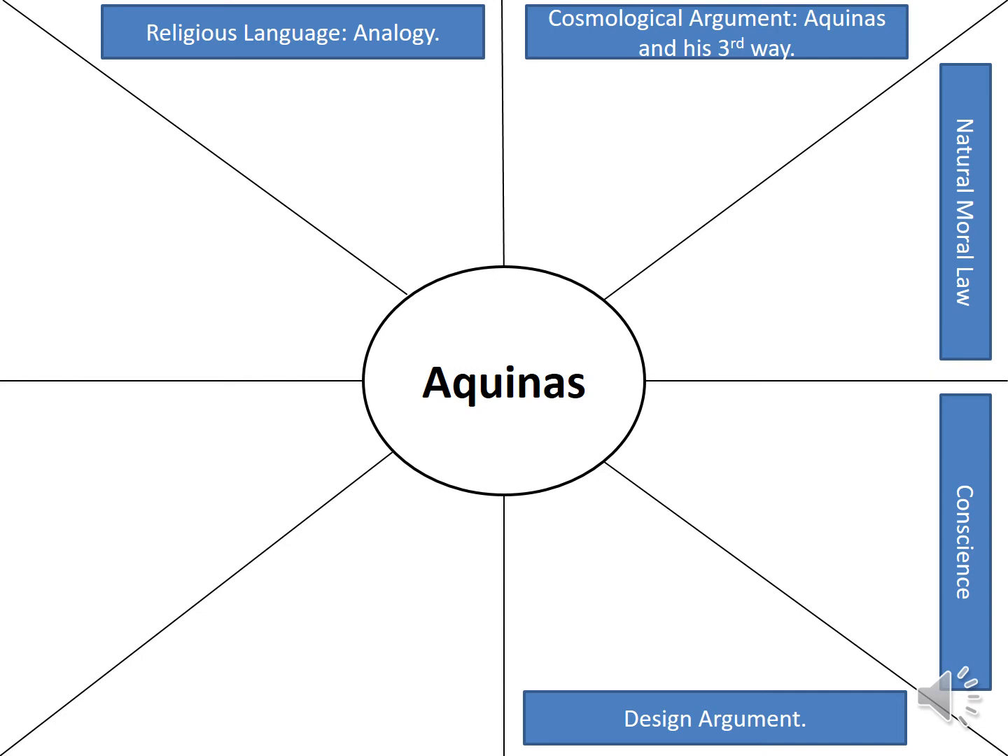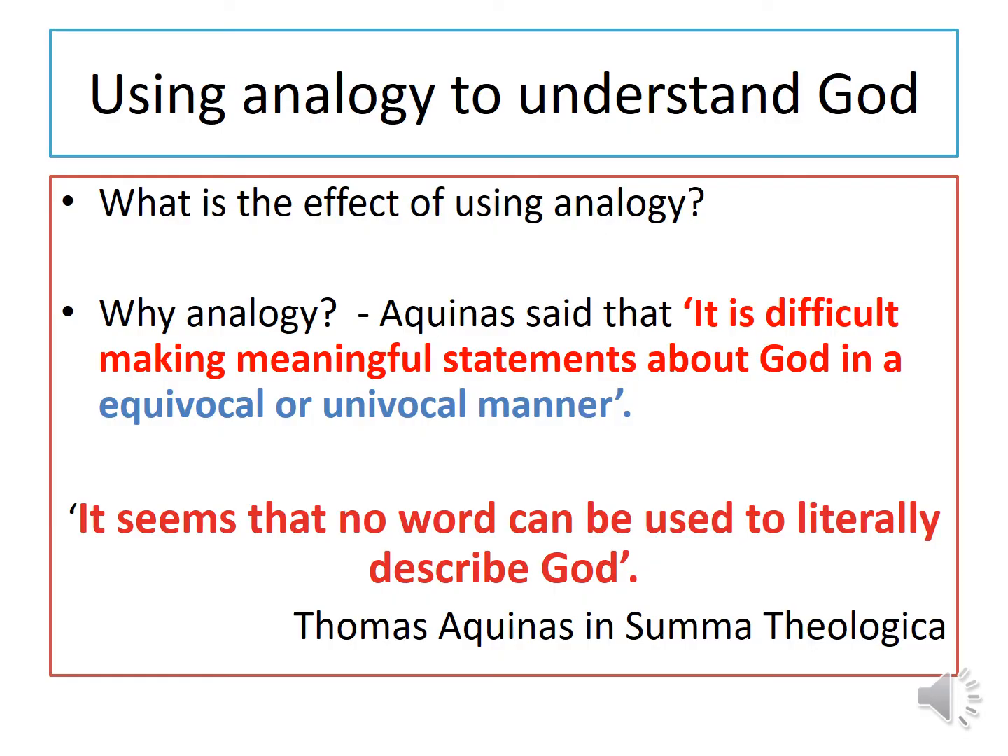Now, moving back to analogy. Like I said, that really good quote from Thomas Aquinas in Summa Theologica is, it seems that no word can be used literally to describe God. He says it's really difficult to use humanistic language, the language which we use and understand, to try and link it to a concept which we have no real experience and no real knowledge of. Now, he says that our humanistic language is either equivocal or univocal, and we'll come on to that in a second. But because our language is equivocal and univocal, it is always going to fall into the trap of anthropomorphizing God. So what is equivocal and univocal language?